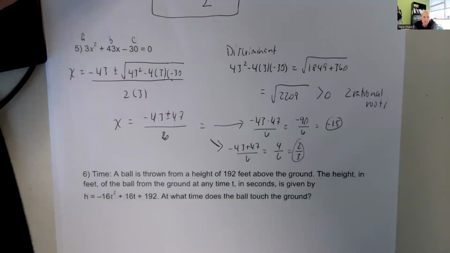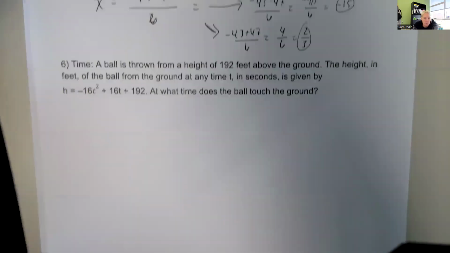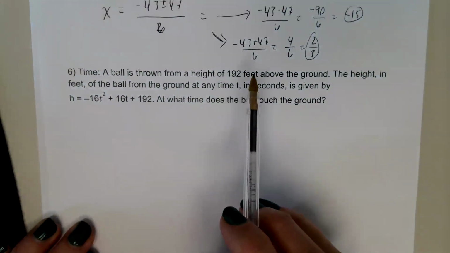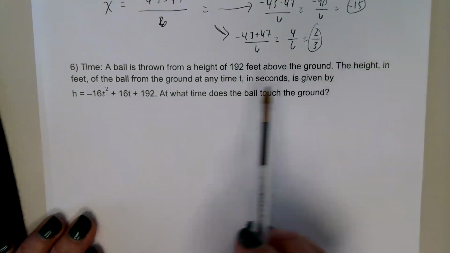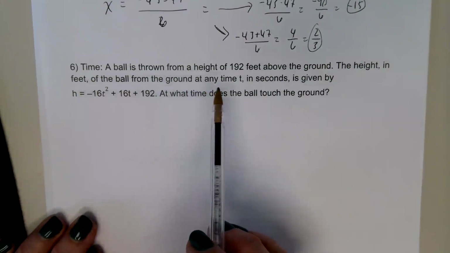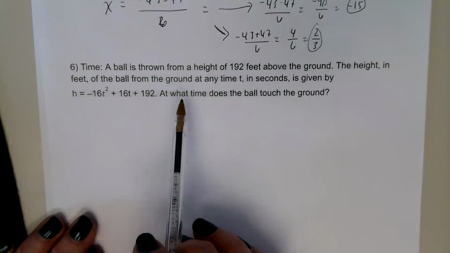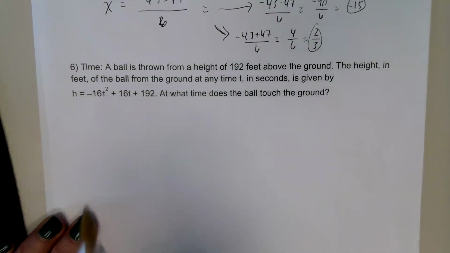Number 6 says a ball is thrown from a height of 192 feet above the ground. The height in feet of the ball from the ground at any time t in seconds is given by this equation. At what time does the ball touch the ground?